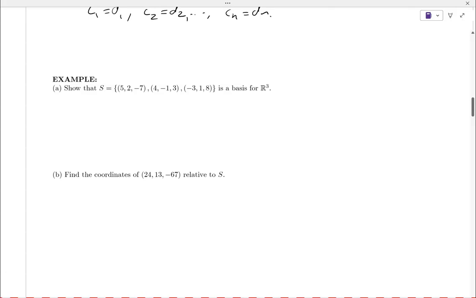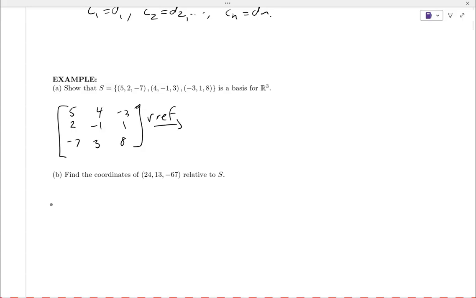So let's talk about the next example that I have on here. First part we've already talked about. How am I going to show that that set is a basis? What are we going to do? Yeah, make a matrix and row reduce it, right? How am I going to make my matrix? Yeah, vectors as columns, right? We're going to take our vectors as columns and row reduce. So first column will be 5, 2, negative 7. Second column will be 4, negative 1, 3. Third column will be negative 3, 1, 8.